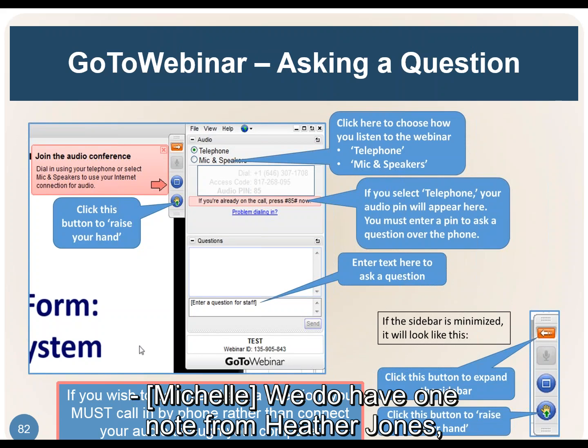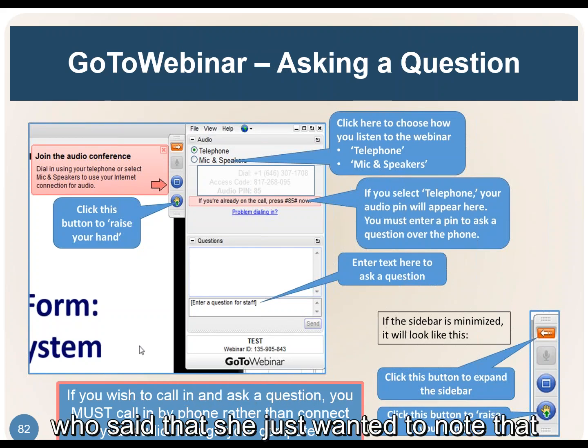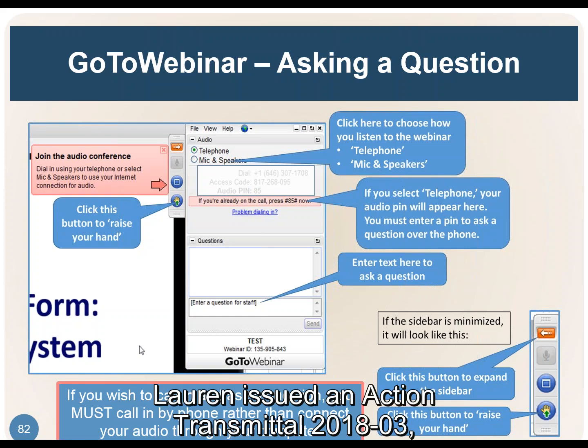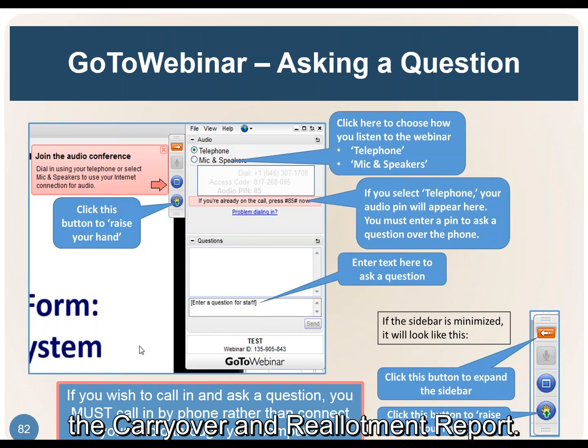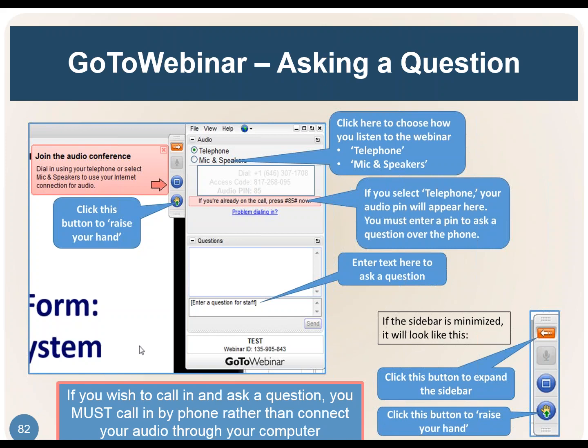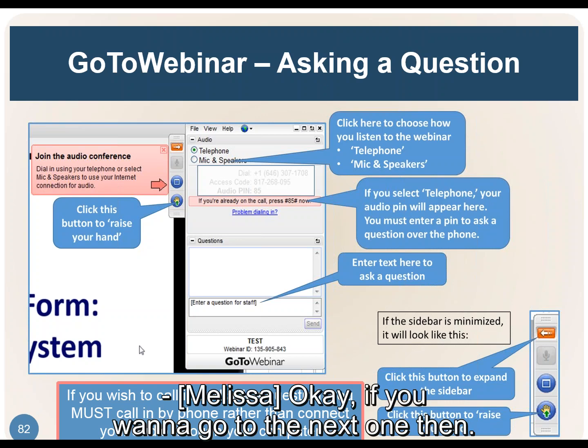We do have one note from Heather Jones, who said that she just wanted to note that Lauren issued an action transmittal 2018-03 that indicates that grantees had to submit the carryover and reallotment report. Okay. Thank you, Heather. But besides that, it doesn't look like we have any questions, Melissa. Okay, if you want to go to the next one then.